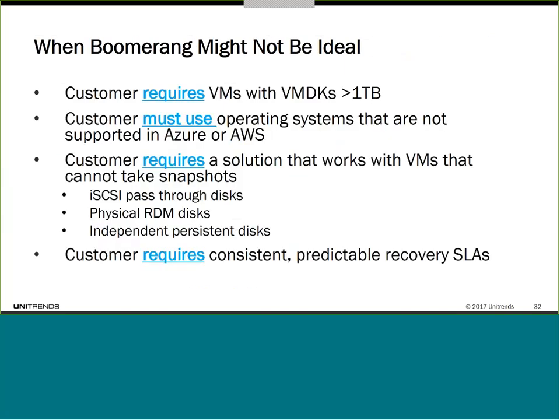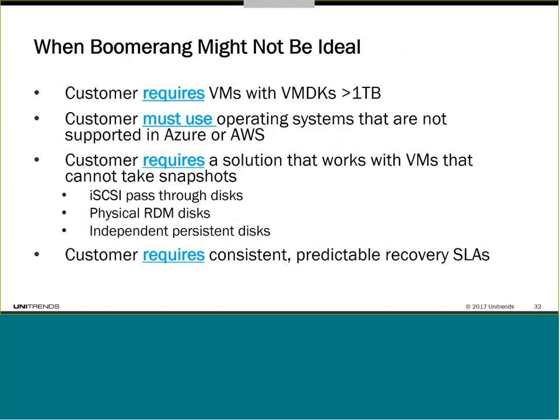Okay. When is Boomerang not ideal? One of the things you'll find when you're migrating VMs into Amazon AWS or Microsoft Azure is that there are going to be some limitations on VMDKs. If you have VMDKs with greater than 1 terabyte of capacity, Boomerang's not going to be a good solution. If you have to use operating systems that are not supported in Azure or AWS, Boomerang's not a good solution, and you can read through the rest, right? If you've got iSCSI pass-through disk, physical RDM disk, or independent persistent disk, Boomerang's not a good solution.